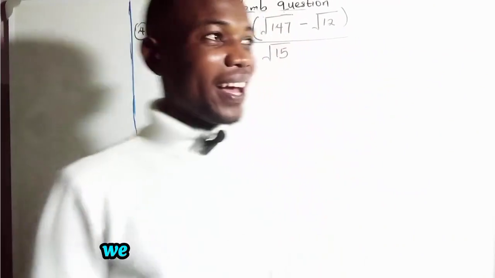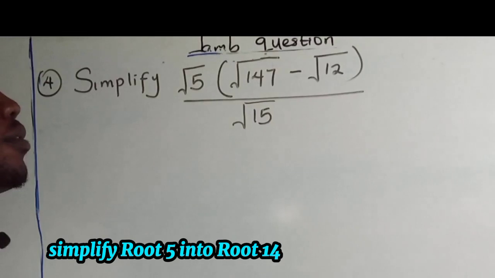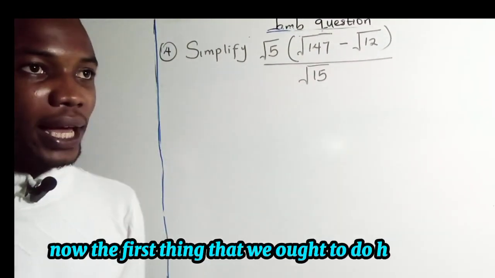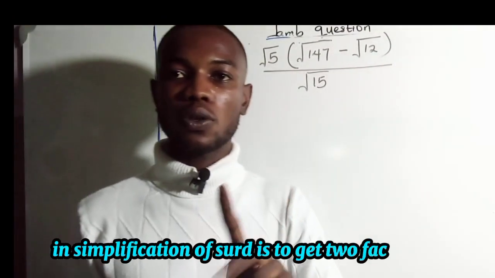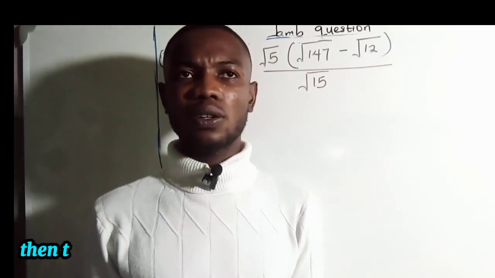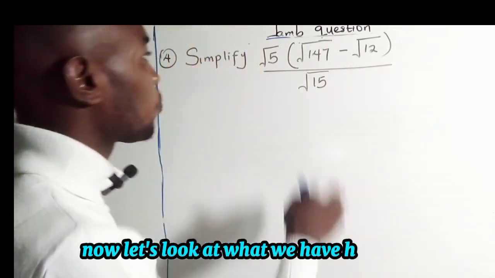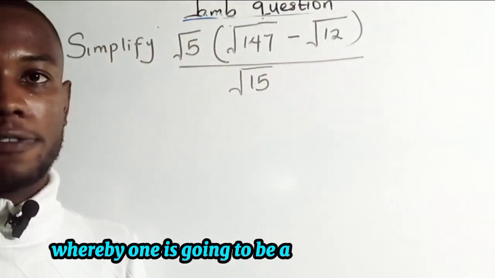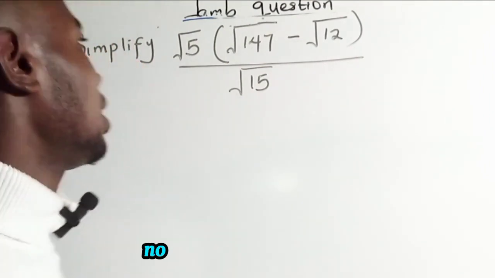Welcome, guys. We have another question here. Simplify root 5 into root 147 minus root 12. Now, the first thing that we ought to do here in simplification of sort is to get two factors. One is going to come up with a perfect square, then the other is not going to have a perfect square. Now let's look at what we have here. 147, we need to get two numbers whereby one is going to be a perfect square, then the other is not going to be, that's without the perfect square. Now let's look at that.